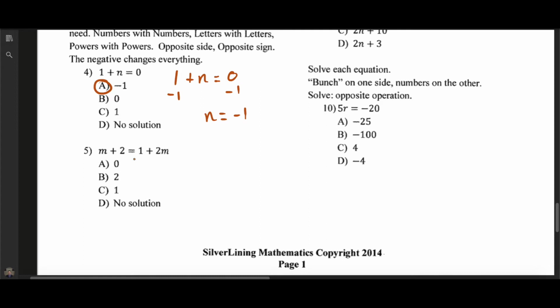Okay, here we have to go ahead and get all our variables to one side and all our constants, all our numbers, to the other.